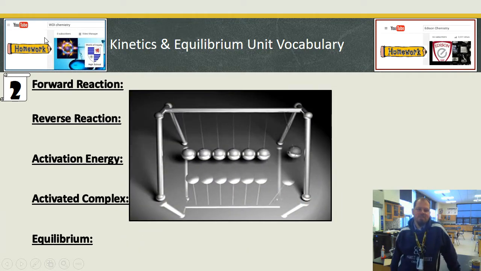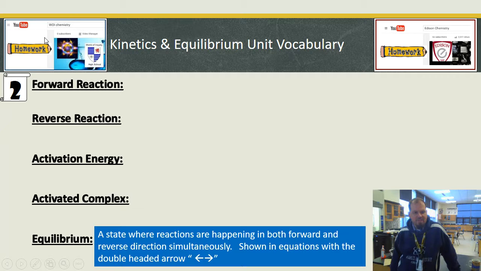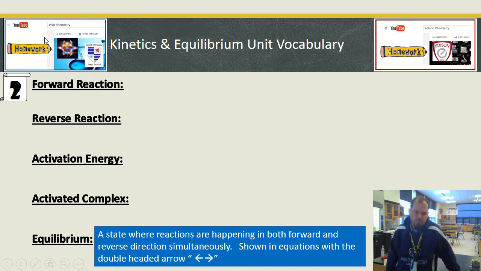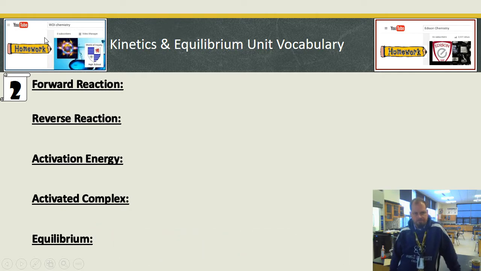Equilibrium. Look, this one's not broken. How fun. That's what it does. Newton's cradle. This is a state where reactions are happening in both the forward and the reverse reaction or direction simultaneously. That means at the same time. We show this in equations with a double-headed arrow, or a lot of times you will see an arrow this way and an arrow underneath it going the other way instead of it having two ends. How I draw it is one this way and one this way. It'll look like an equal sign, except it'll have arrows on the end.